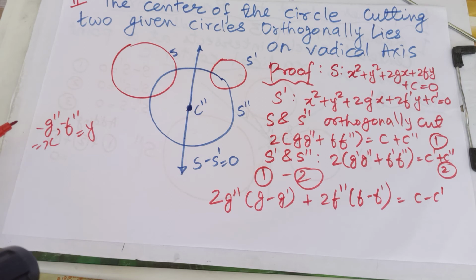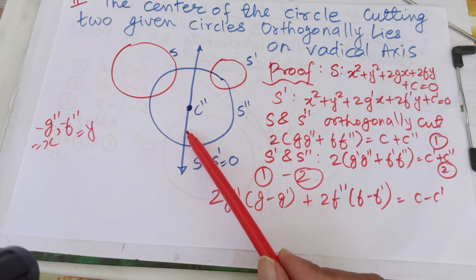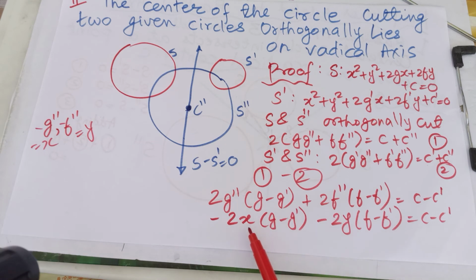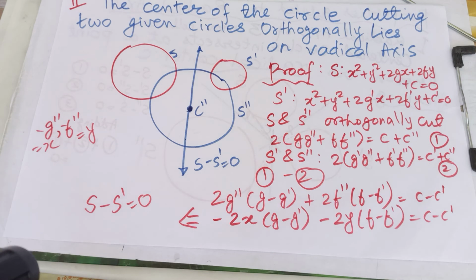Now replacing minus G double dash as x, minus F double dash as y, we are trying to prove that the third circle center lies on it. So we will replace G double dash by minus x, F double dash by minus y, which is nothing but, if you look at it closely, S minus S dash equals to 0, which is the radical axis only.